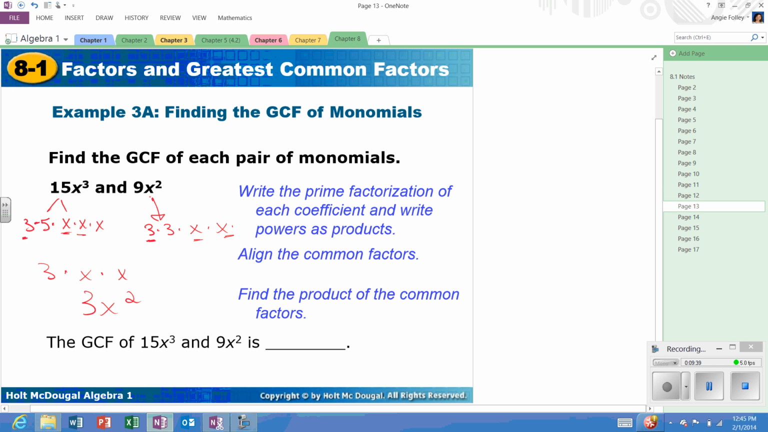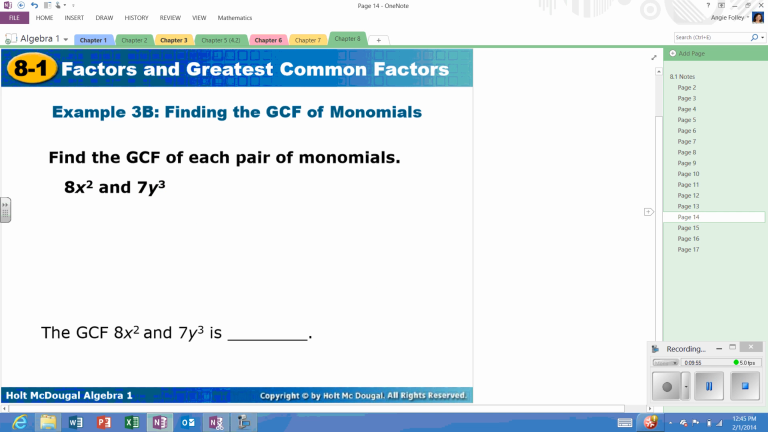So the other way of what they were saying on the last slide is that you look at the powers, as long as it's the same variable, and whichever one has the smaller power, that's going to be your power on the exponent. And then you just choose the greatest common factor of that coefficient. So it's 3x squared.